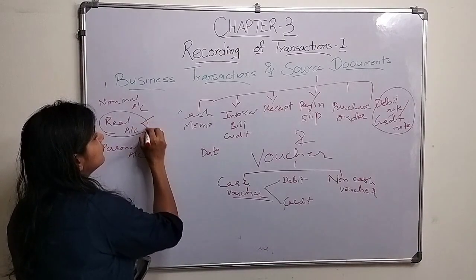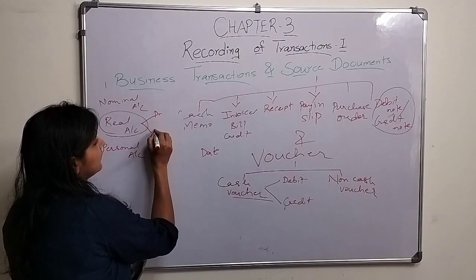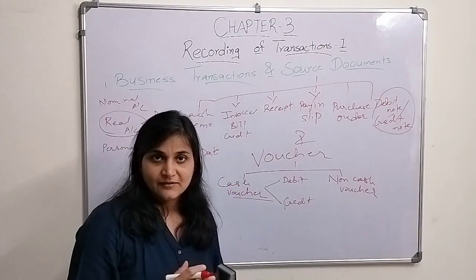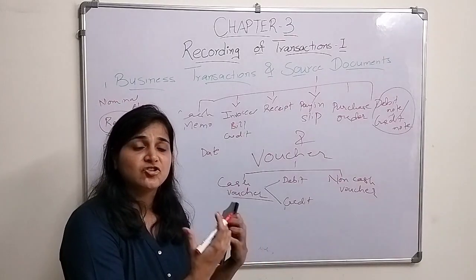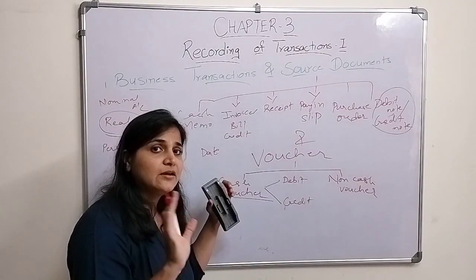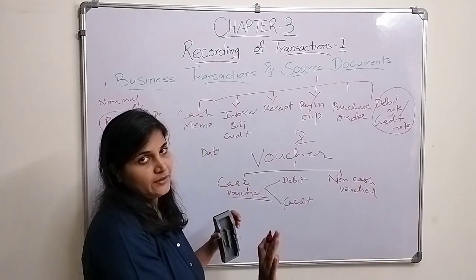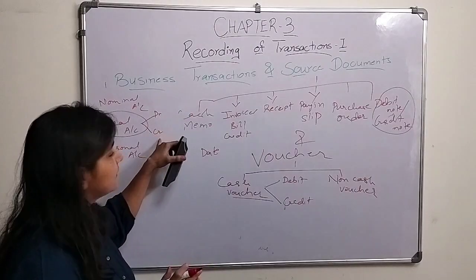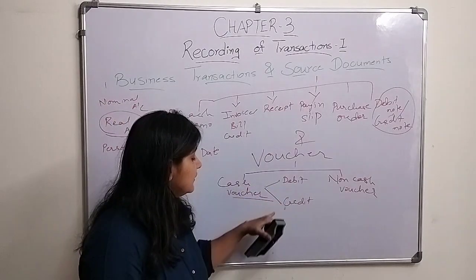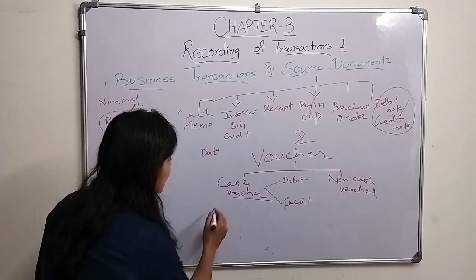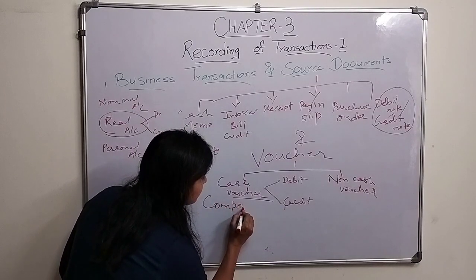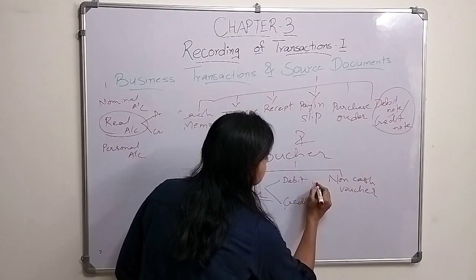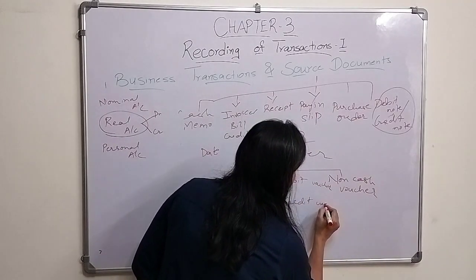The rule of the real account says what? Debit what comes in, credit what goes out. It mainly deals with the assets. Cash is an asset. What does it say? When cash comes into the business, debited. When cash goes out of the business, credited. Okay, so debit what comes in and credit what goes out. Now what we discussed was the simple voucher. Now comes the compound voucher. And for the compound voucher, we prepare a debit voucher and a credit voucher.